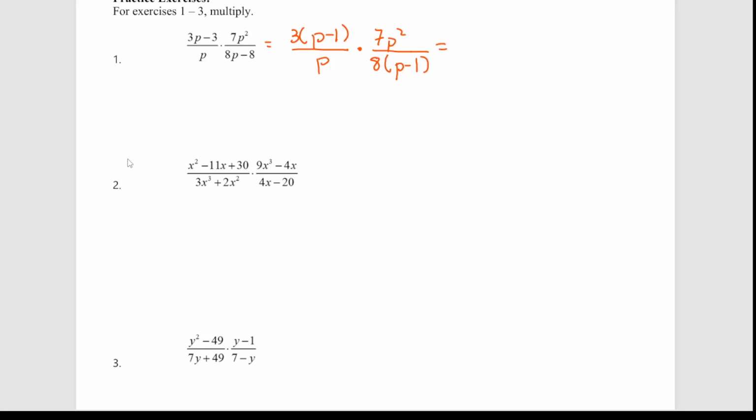Then we're going to multiply across the top, multiply across the bottom, so whenever I multiply those numerators together, we're going to have 3 times p minus 1 times 7p squared, over on the denominator, we're going to have p times 8 times p minus 1. And now I'm going to want to simplify a little bit. In particular, p minus 1 divided by p minus 1 is going to simplify to make 1. I might want to actually multiply those coefficients up top to make 3 times 7 is 21.